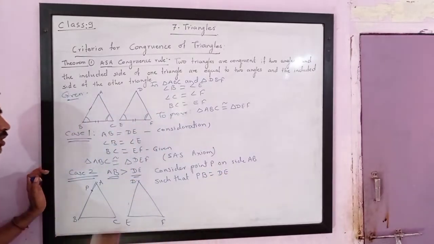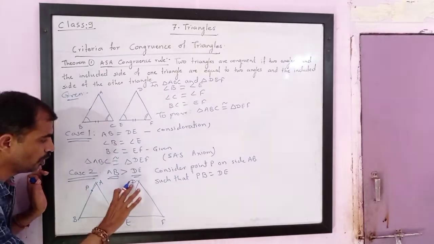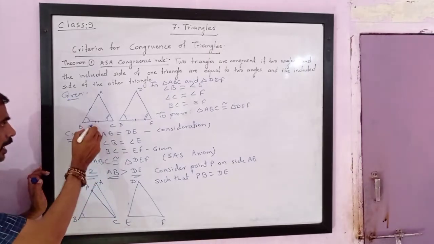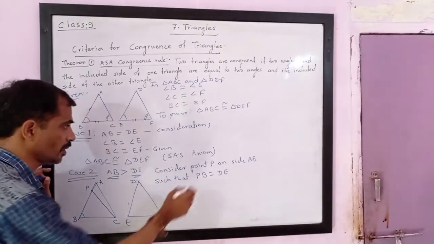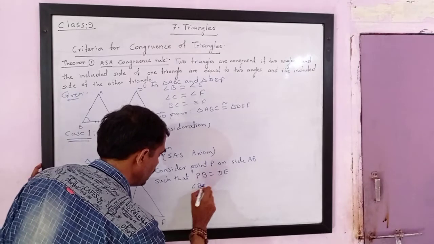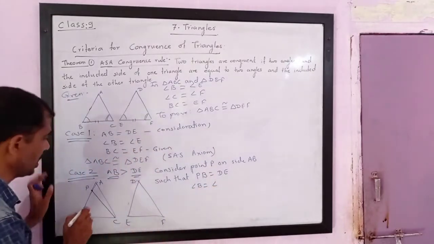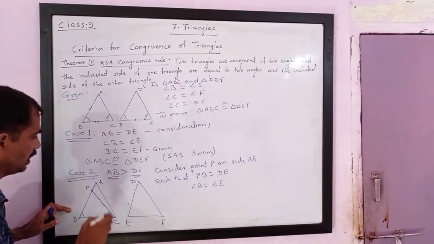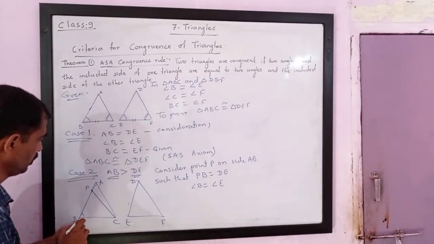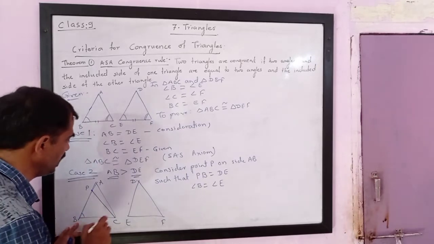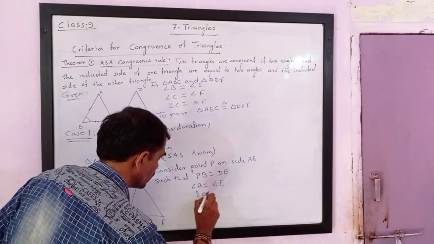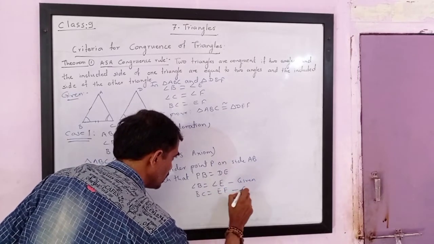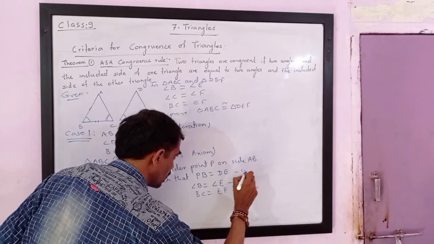Now please note, we have considered PB is equal to DE. We are already given that angle B is equal to angle E, and we are given that BC is equal to EF. This is also given to us. This is our consideration.